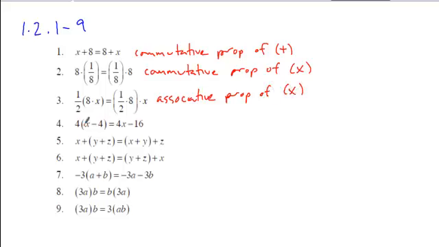In this fourth example, you're taking this factor of 4 and distributing it to the terms x and -4 to get 4x minus 16, so that's distributive property.